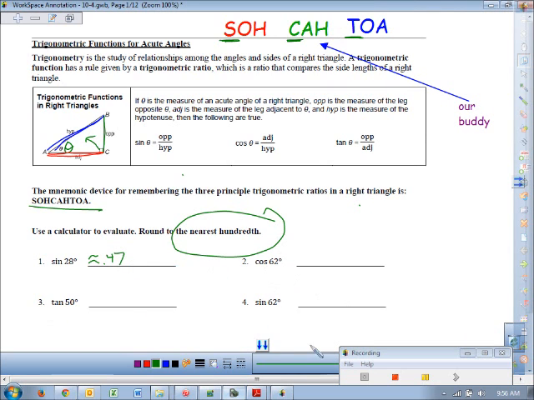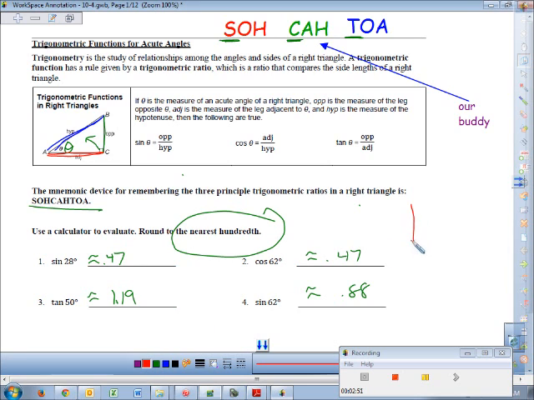Punch those other 3 in. Find the cosine of 62, the tangent of 50, and the sine of 62. Is this what we are getting? Interesting. Why do you feel that those came out to be the same?